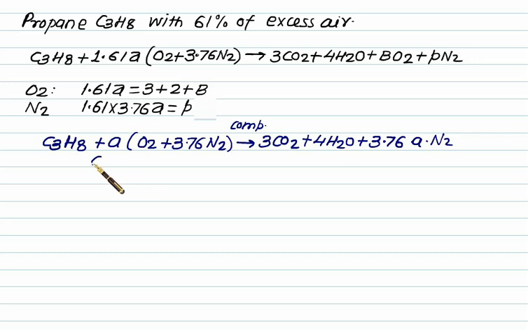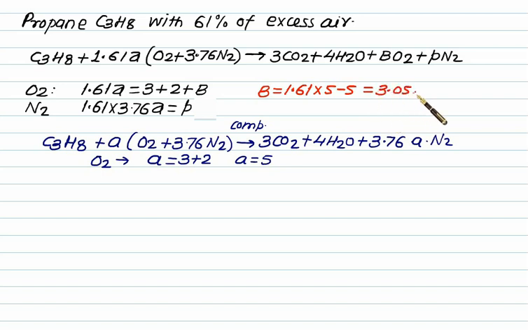We'll equate the O2 and come back to the original equation. We have A equal to O2 is 3, plus 4 divided by 2. It means we have A equal to 5 for complete combustion. Now we know the value of A, so we'll go back to this equation and solve for B. We have B equal to 1.61 multiplied by 5 minus 5, 3 plus 2 minus 5.